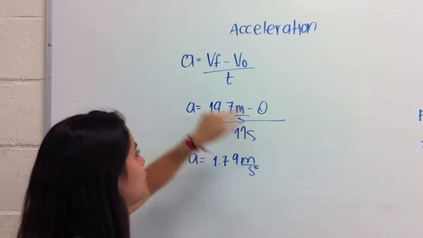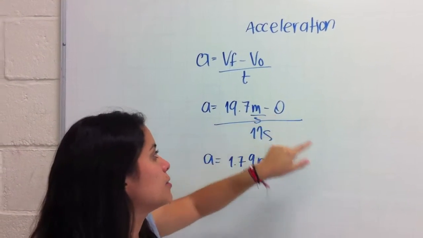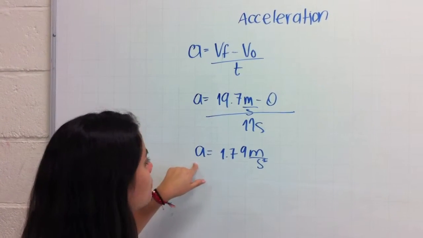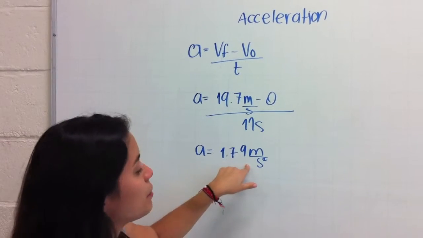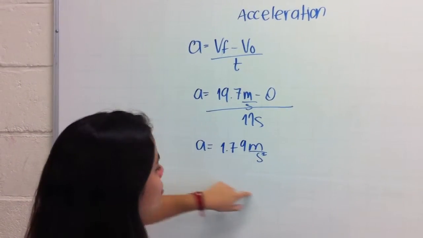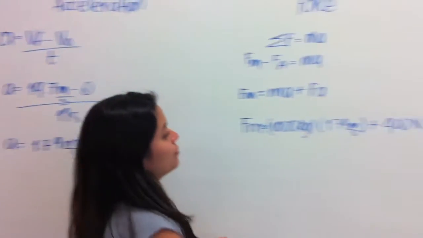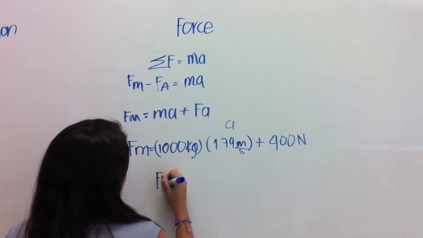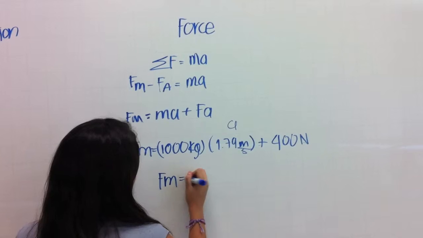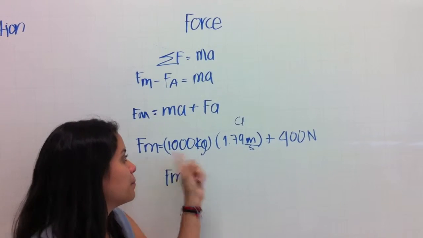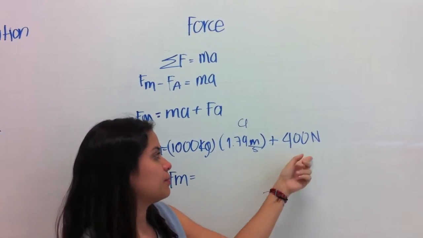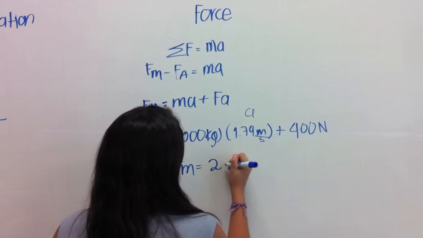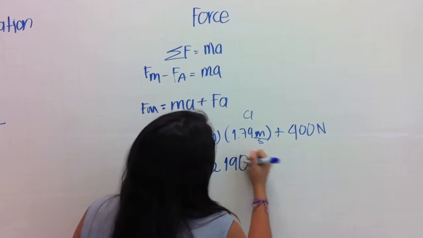So acceleration is equal to velocity final minus velocity initial over time. So we have the velocity final minus 0 over 11 seconds. Our result will be 1.79 meters per second squared, and this is the acceleration. So we have the acceleration here, and our result will be force of the motor is equal to mass times acceleration plus the force of the air. That will be 2,190 newtons.